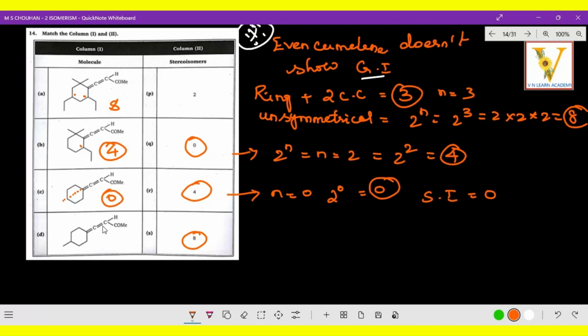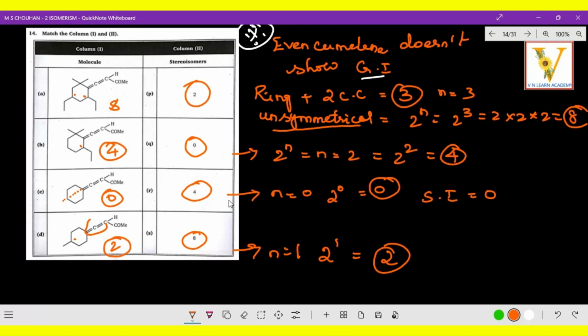Okay, now next one, even cumulene does not show geometrical isomers. Repeatedly I'm saying that, which shows how important that concept is. Easily you can identify. In this, how many chiral centers are there? Only one chiral center. Even cumulene does not show GI, right? So here n equal to 1, so 2 to the power of 1. Here the common unsymmetrical formula is 2 to the power of n only. So 2 isomers, cis and trans, are possible. So the remaining is 2 only. Hope you got the clarity.